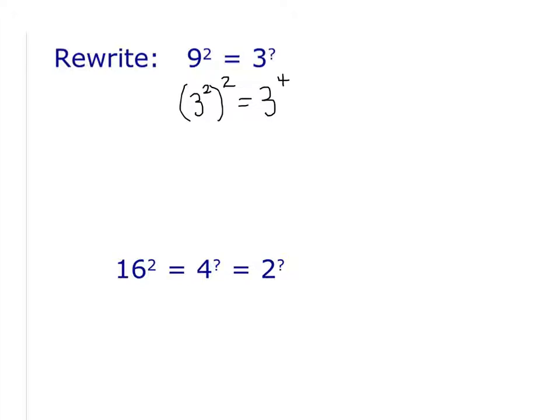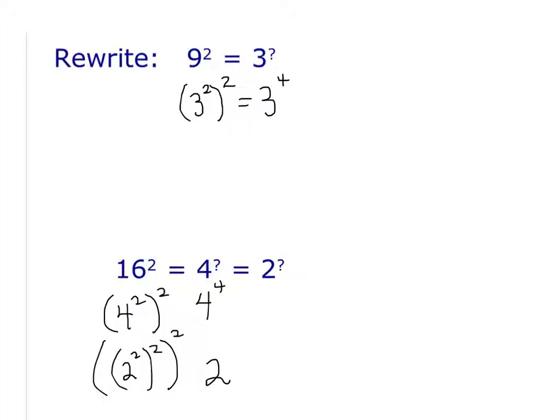All right, so 16 squared then, 16 is 4 squared, right? And then 4 is 2 squared. So this would be 4 to the 4th, and this one would be 2 to the 8th. Actually, 16 squared is 256, which can also be verified numerically.